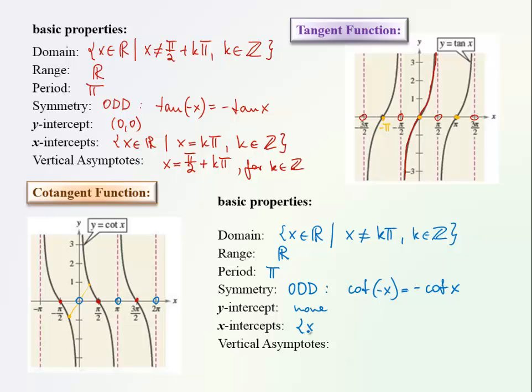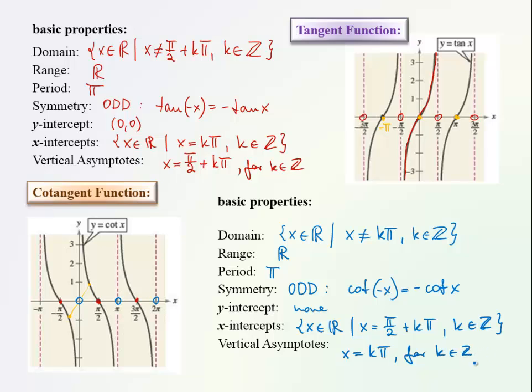X-intercepts, the x-intercepts are those points that come through pi half and then adding any multiple of pi. So x-intercepts are all real numbers of the type pi half plus any multiple of pi for k being an integer. Vertical asymptotes, they come through the points that were rejected from the domain. So the equations of vertical asymptotes are of the type x equals k times pi for k being an integer.